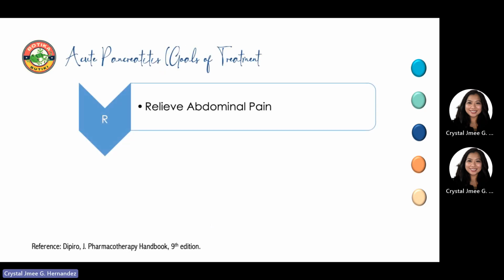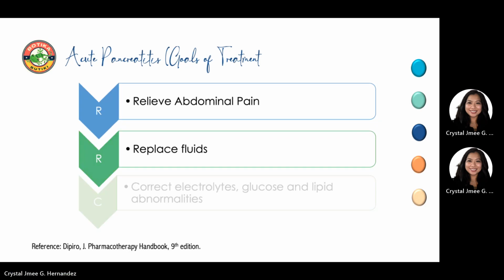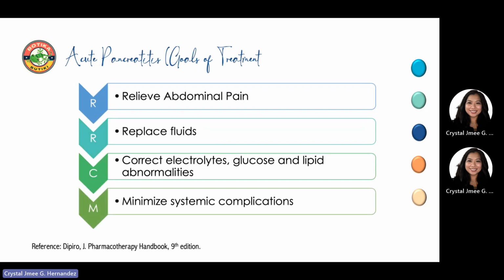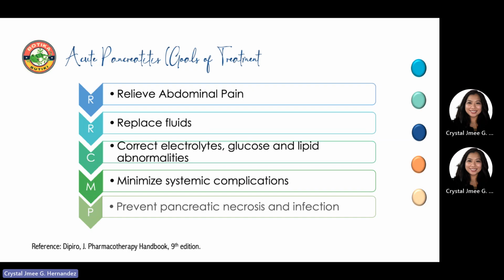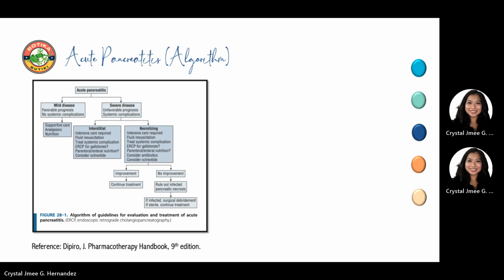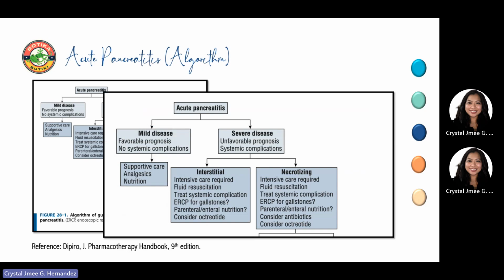For goals of treatment for acute pancreatitis, our goals would include relieve abdominal pain, replace the fluid, correct electrolytes, glucose, and lipid abnormalities, minimize systemic complications, and prevent pancreatic necrosis and infection. So with this, our algorithm would include, in acute pancreatitis, if it's a mild disease, this is a favorable prognosis, meaning normally it has no systemic complications. The treatment would be supportive care, analgesics, and nutrition.